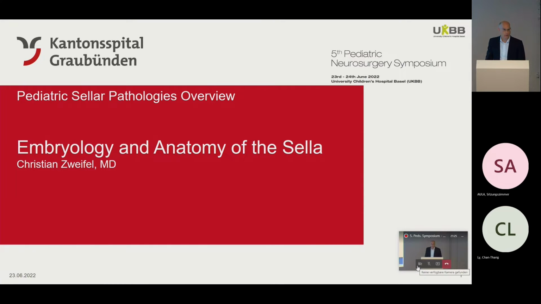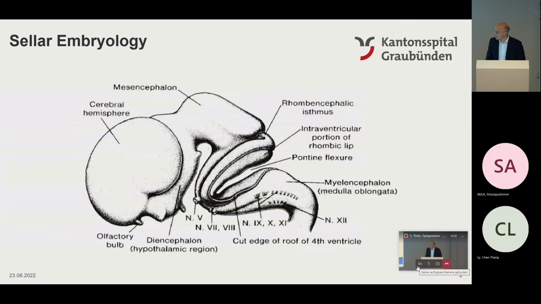My topic is embryology and anatomy of the sellar region, and I think a good slide to start with is a sketch of a fetus at about 8 weeks of gestation. You see already at that time some parts of the brain exist, like the telencephalon, the hemisphere, diencephalon, mesencephalon. Also cranial nerves are already visible, and also the medulla.